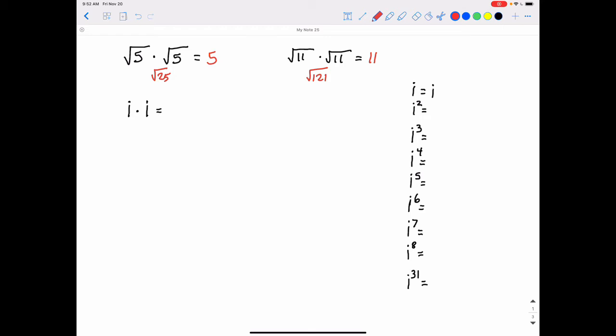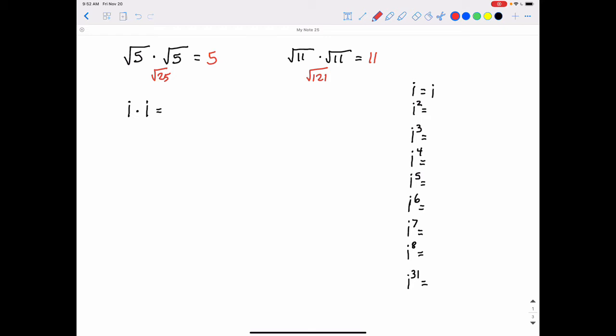So you can do that with any number. You could say the square root of 2 million times the square root of 2 million is exactly 2 million, and you would be correct. So knowing that the square root times itself equals the number that's under the radical sign, what does it mean to take i times i?